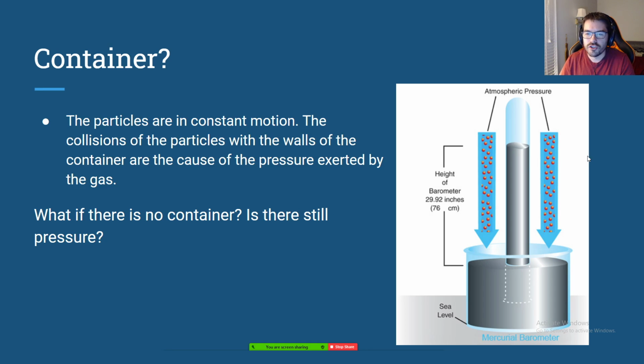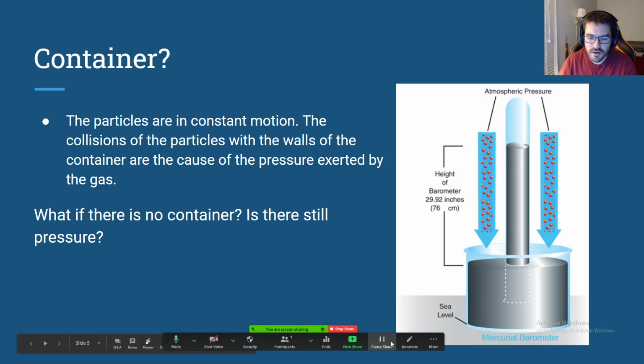I wanted to bring up this diagram of a barometer to show you how, even if there is no container necessarily, you can still measure pressure. In fact, the device that we use to measure pressure, a barometer, is kind of like a container. A barometer measures atmospheric pressure by having mercury, a liquid, in this container. There's this tube, and the atmospheric air particles push down, exerting a pressure on the surface of this liquid, causing it to rise up the tube.